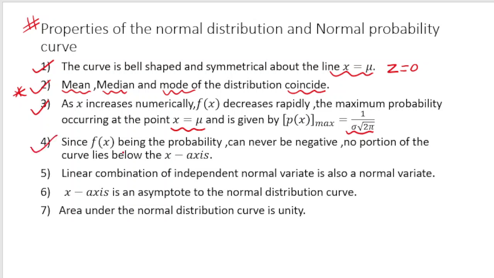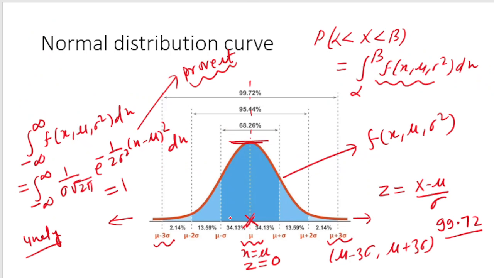Next property is, since f(x) being the probability can never be negative, we know that this is one of the properties that we have studied for continuous probability distributions, that f of x is greater than or equal to 0, and if I integrate f of x from minus infinity to infinity, that is equal to 1. So that we already know. So no portion of the curve lies below the x-axis. That is also very obvious, that everything is lying above the x-axis, because probability is always positive.